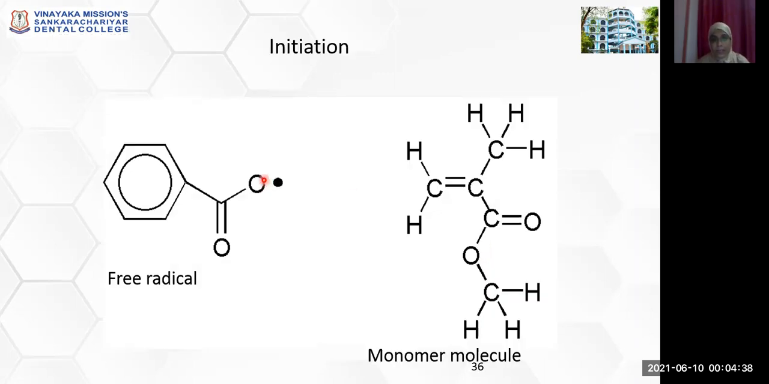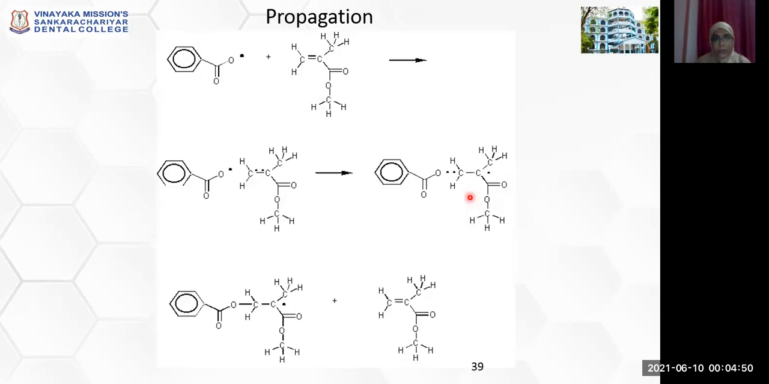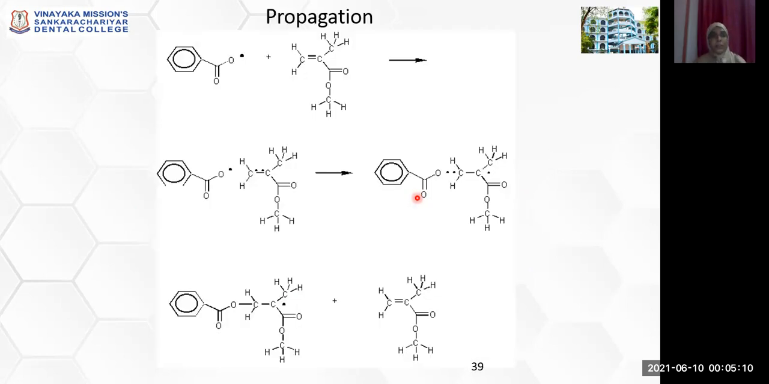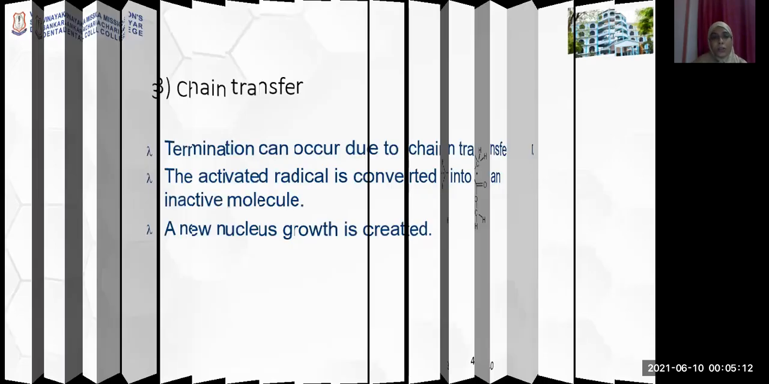Now this free radical combines with the monomer, which is methyl methacrylate. When this free radical combines with the monomer, you can see that a bigger molecule is formed. Now this combines with the next monomer, and again a free radical gets released. So this chain continues, and this propagation will continue until all the monomer is used up, or there is going to be a chain transfer or termination.